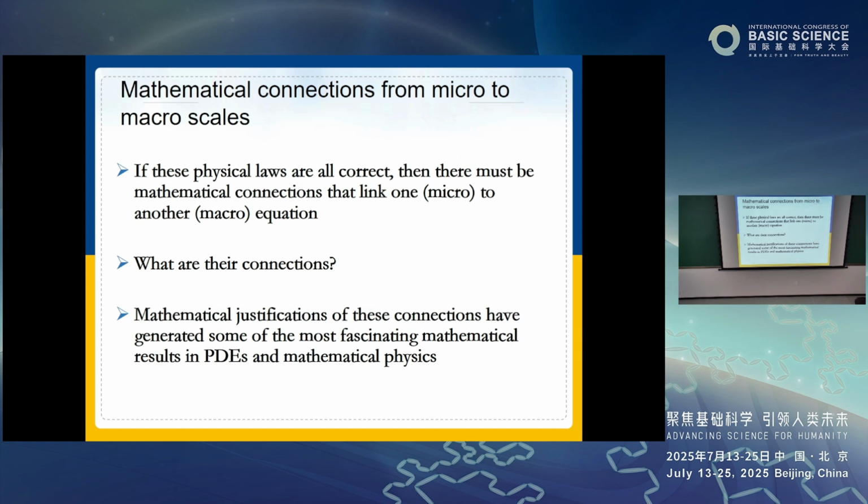All right. Of course, these are all equations that are valid at their own scale, and if they are all correct, then there must be some connections between these different equations. All right. So that's what we are very interested in. How do we connect these equations? What are the connections? And then if you find the connection, you will try to justify it rigorously and mathematically. That has generated some of the most exciting mathematical results in PDEs and mathematical physics.